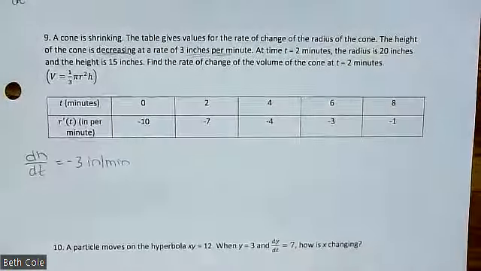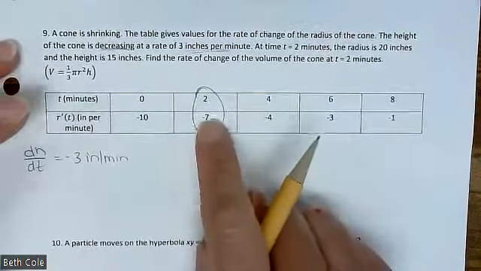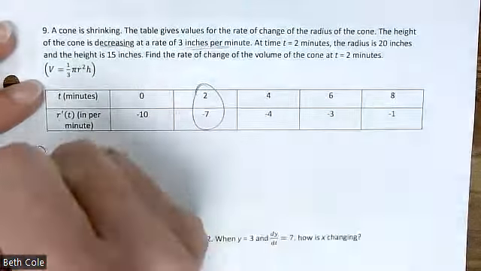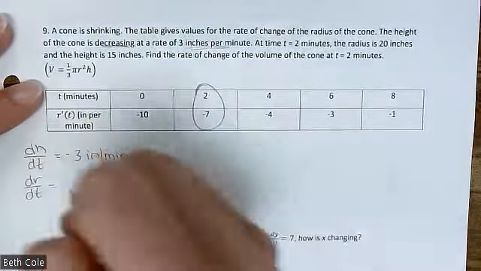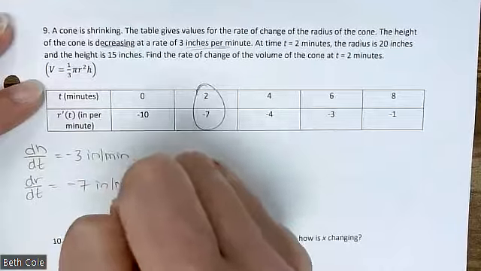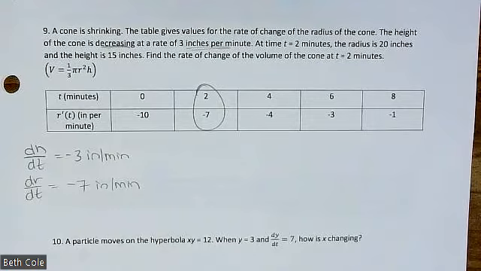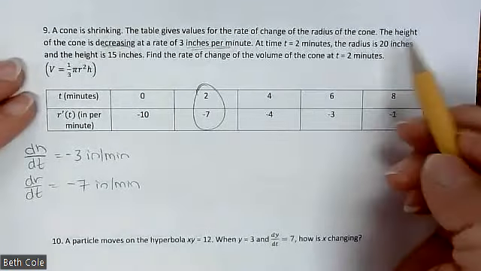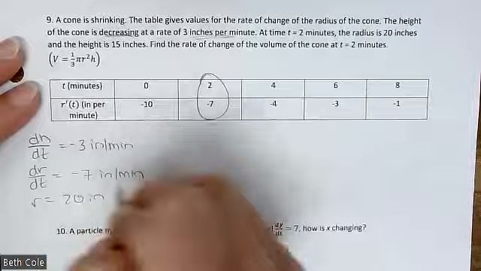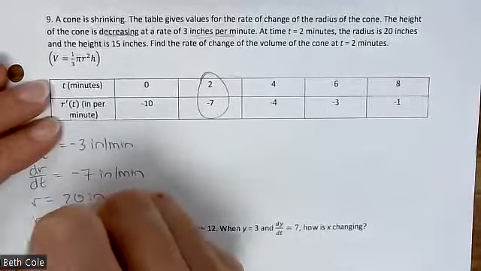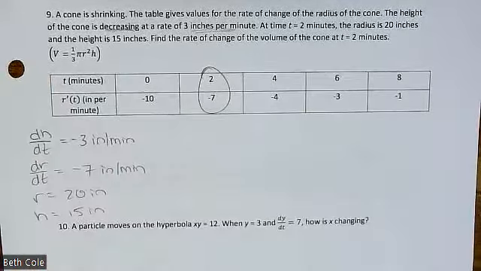All right, at time 2, so look at the table. At time 2, what are we told? Good, dr dt is -7 inches per minute. So you just have to find it on the table, but it's not hard. Just look at the table. All right, the radius is 20 inches and the height is 15 inches. They give you everything. You're not even missing anything. You have both the rates and you have the radius and the height. You have it all.